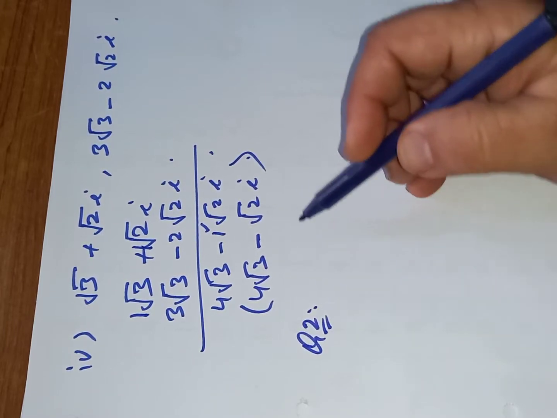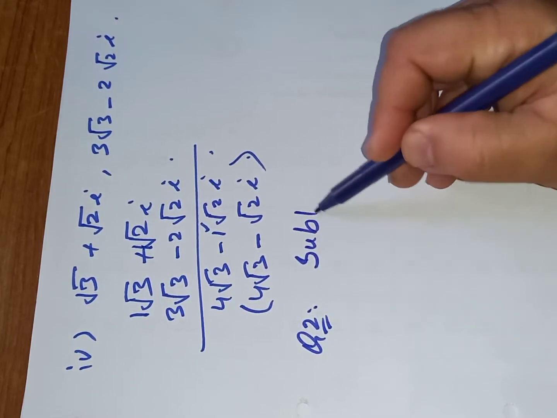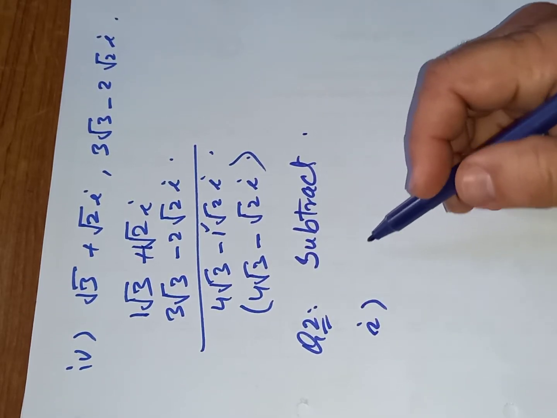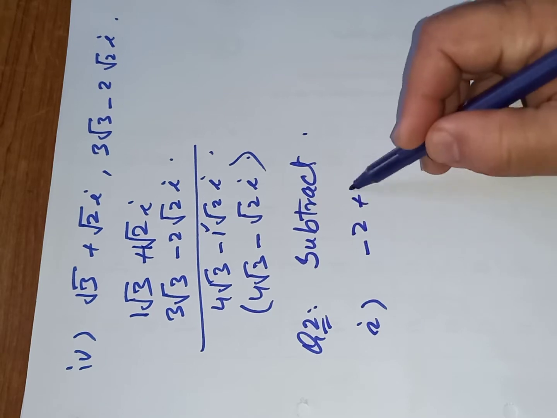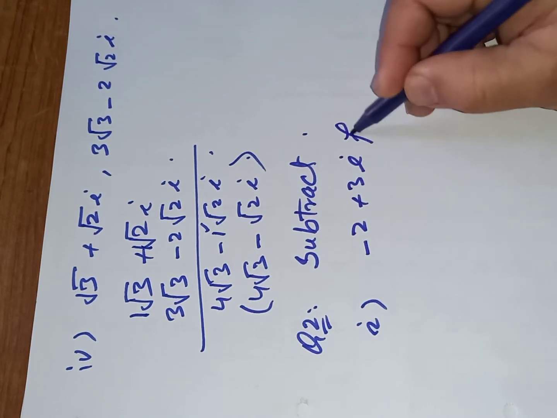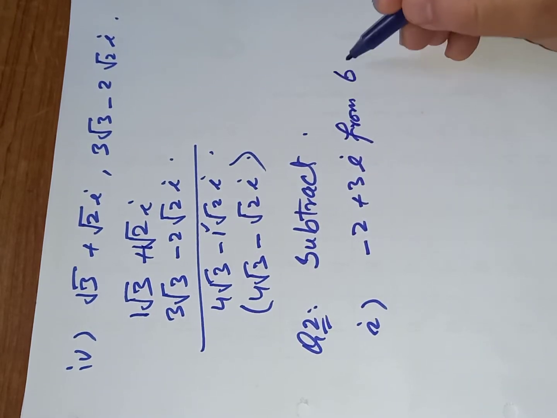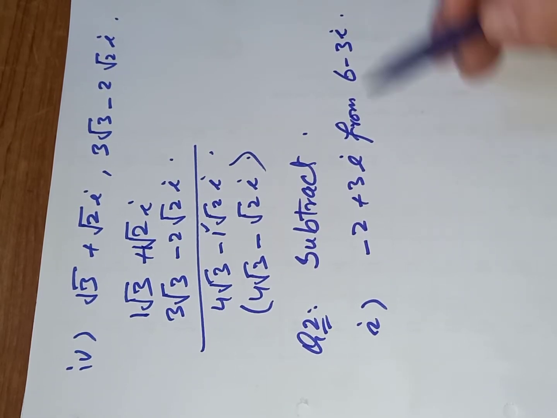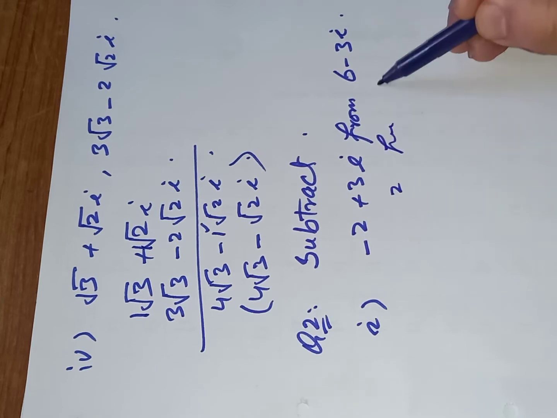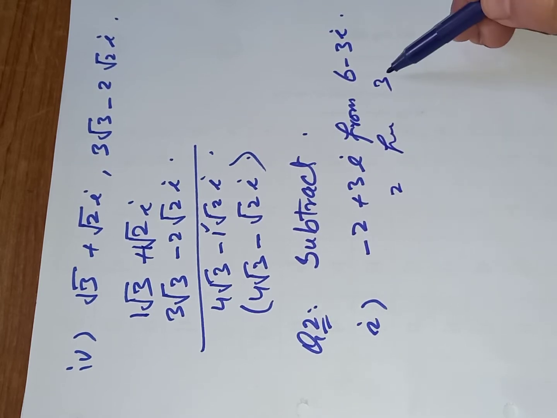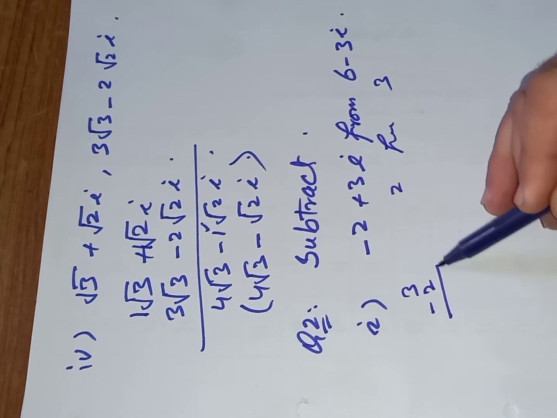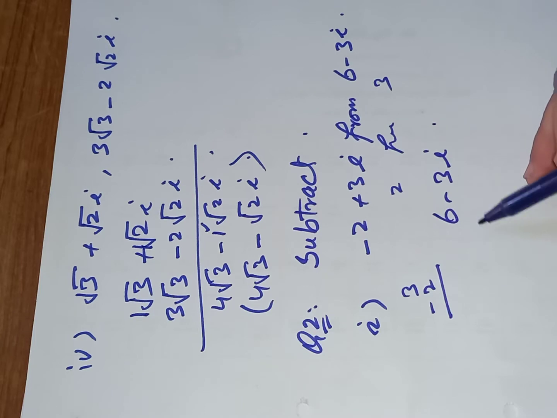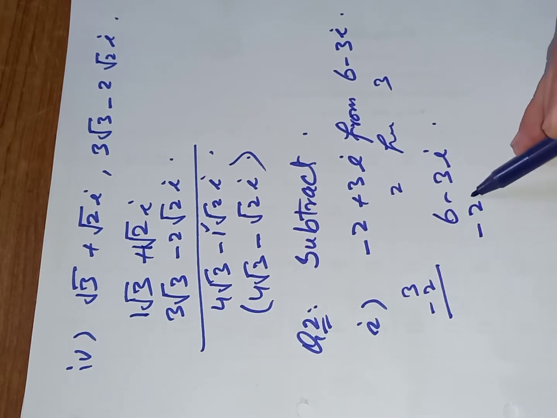Question 2 is about subtraction. And how do we subtract? Subtract minus 2 plus 3 iota from this value 6 minus 3 iota. So from this we have to subtract, the way we say subtract 2 from 3, so we write 3 minus 2. So first we will write this 6 minus 3 iota and subtract the first value.